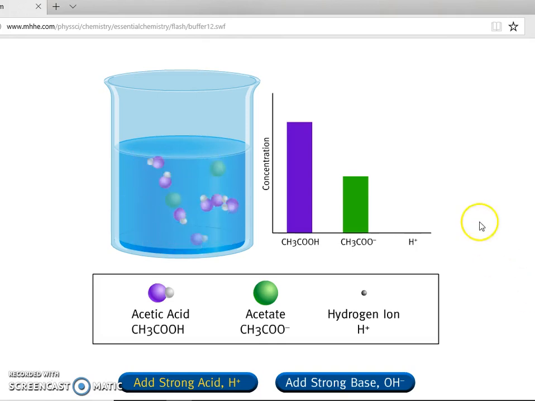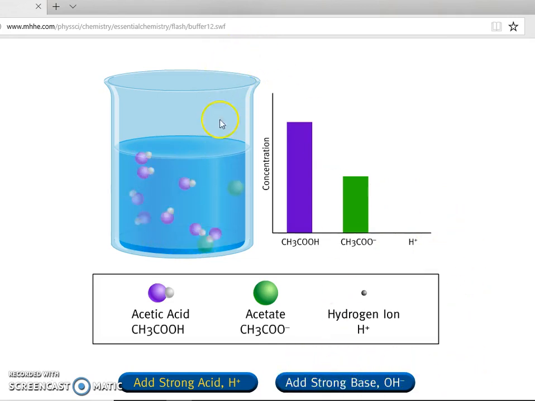So hopefully that makes sense. So we added the H+, it reacted with the base, the conjugate base component, pushing the reaction to the left to form more weak acid. If it's forming more weak acid, it's going to resist that change in pH because there's no H+ acid to make it stronger. It's all used up. So now let's add the strong base.